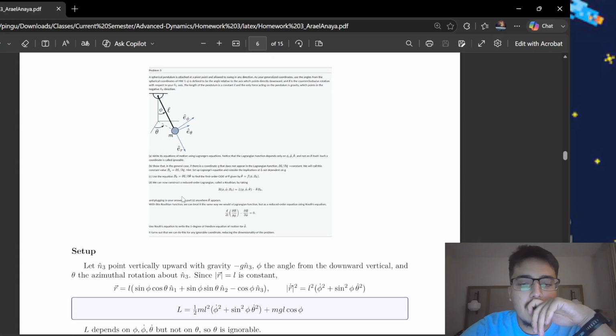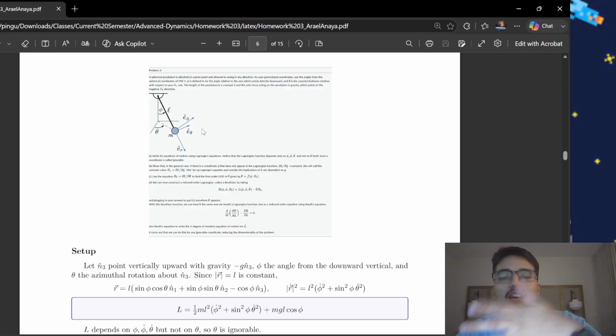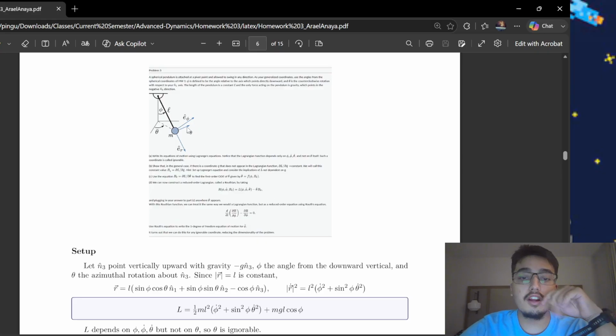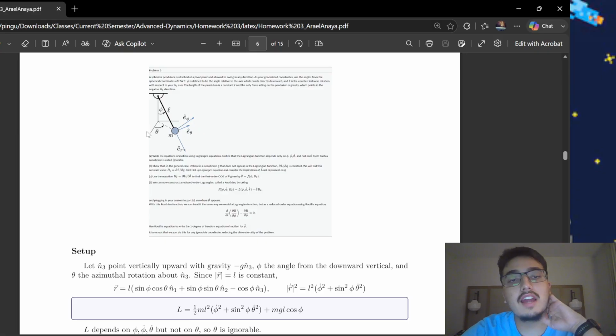I started by defining the r vector. Obviously, we know that the r vector is L in the e_r direction, but I decided to put it all in the n frame just so it'd be easier when I took this derivative. It becomes pretty trivial. And the way I did that was just thinking about what happens when the angles move around.